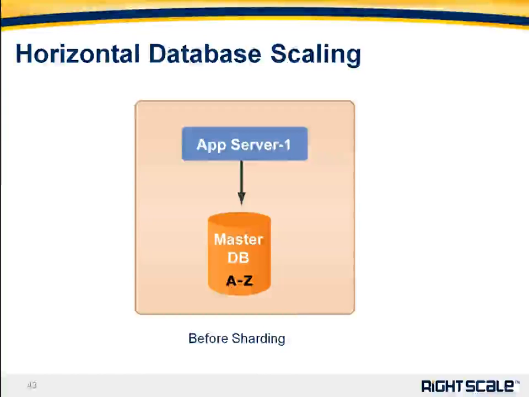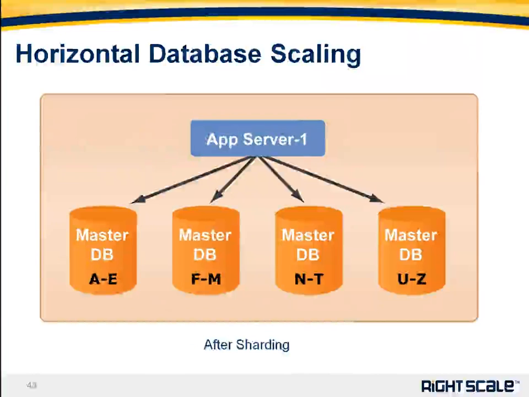And pictorially, what this looks like is this: you have an app server, and this just shows a single app server here, but obviously it could be multiple app servers, hitting a single master database with customer records with their last names A through Z. So here's your before sharding concept. And after sharding, you have that same app server, and it's basically those master DBs, A through E, F through M, and so on. Each of those has a portion of the original database, and those 4 master DBs you see there can logically be thought of as one single master DB, but they're sharing that load, both in the read and the write, and that obviously helps prolong the livelihood of your database.